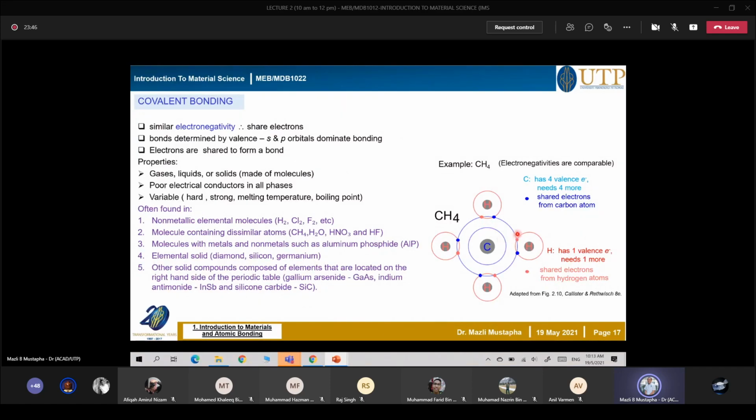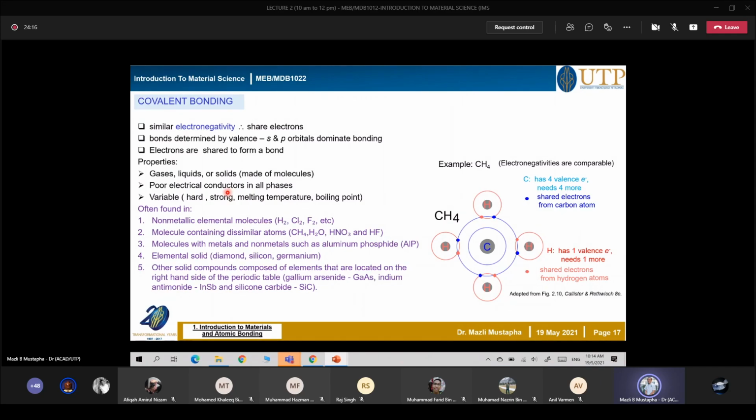Hydrogen has one valence electron, which means that it needs one more to have a stable electronic configuration, and that's why it shares with the carbon atom. The carbon atom has four valence electrons and needs four more electrons, so it shares them with the four hydrogens.